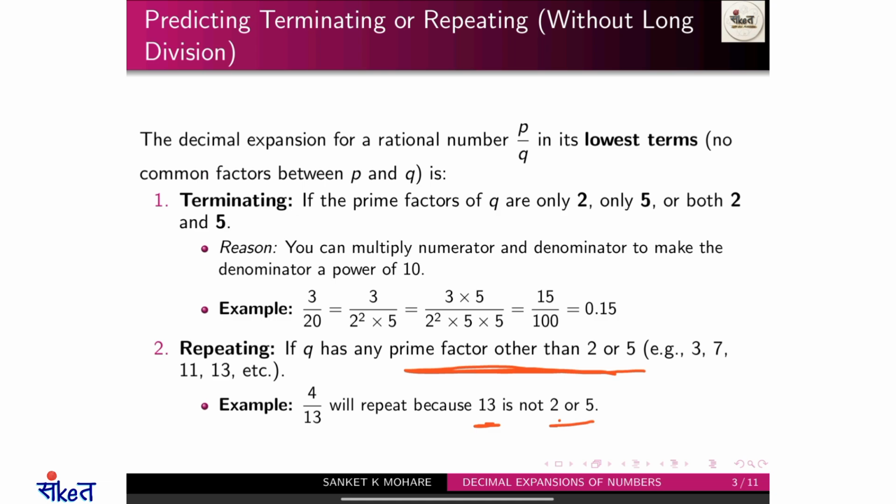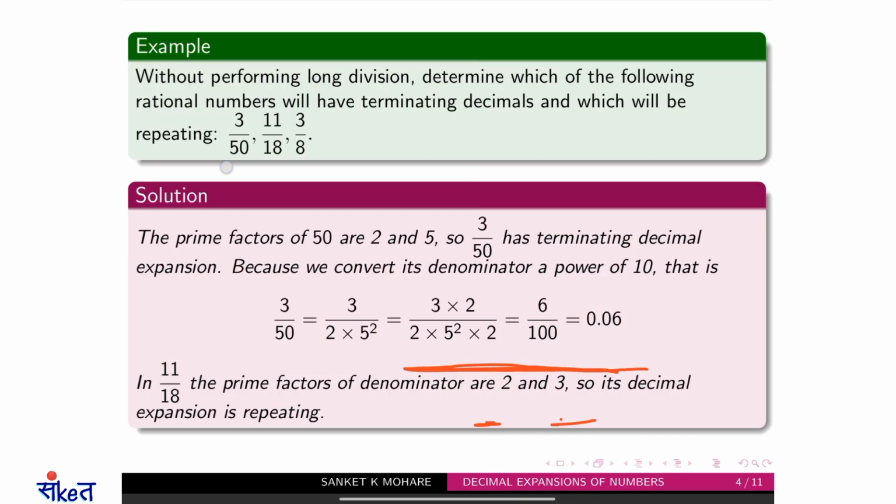So this is the way to predict whether the decimal expansion is terminating or repeating without performing long division. Whenever the denominator Q has the factor 2 or 5 or both together, then only the decimal expansion terminates. Otherwise, it is non-terminating or repeating. Such types of examples we have to solve in the exercise also.